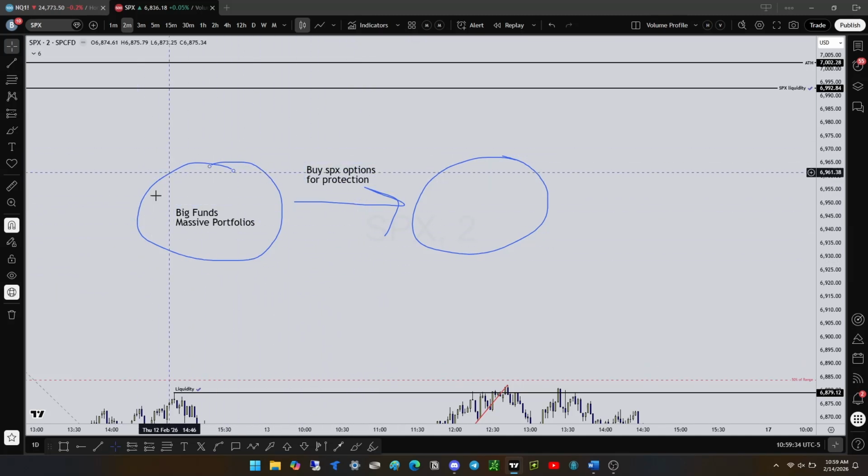They have huge portfolios, billions and billions of dollars worth of portfolio value that they need to protect in case the market just absolutely tanks, right? They don't want to lose their money. They buy SPX options for protection. These are sold to them by the dealers.